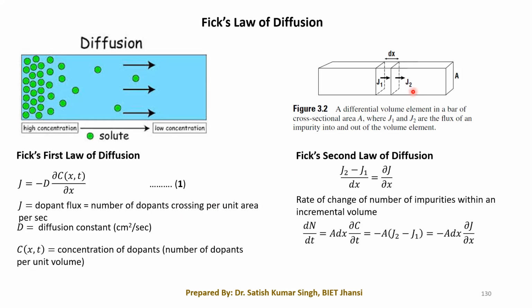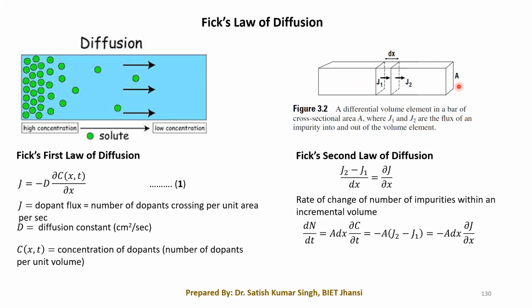In the case of Fick's second law of diffusion, we can take a certain specimen of a semiconductor piece in which we can consider two different planes at certain places. Let us say we have one plane at this point and another plane at this point. These two planes are separated by a distance of dx, and the cross sectional area is uniform, equal to A.